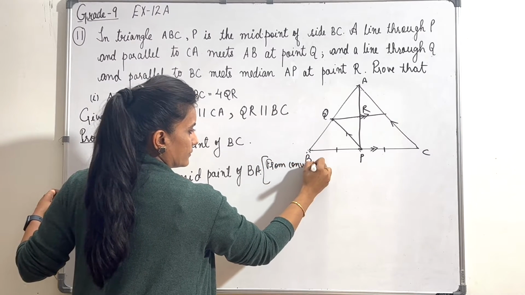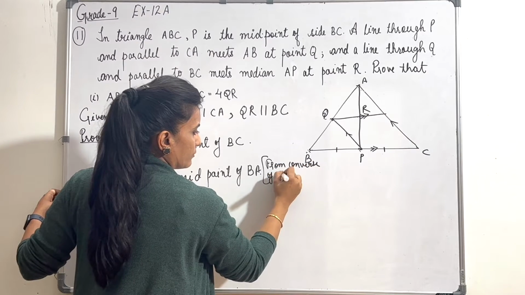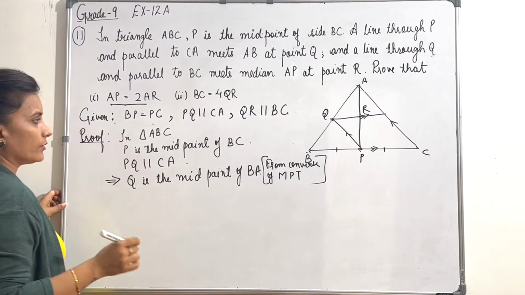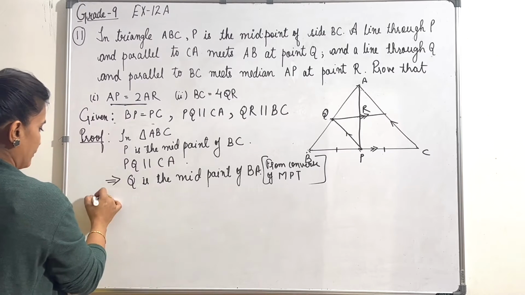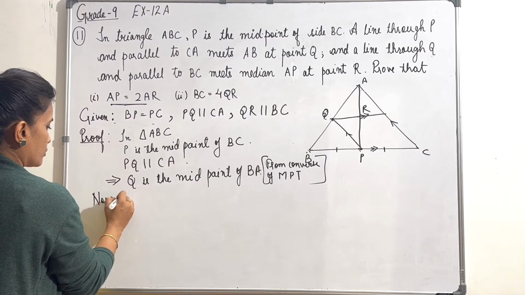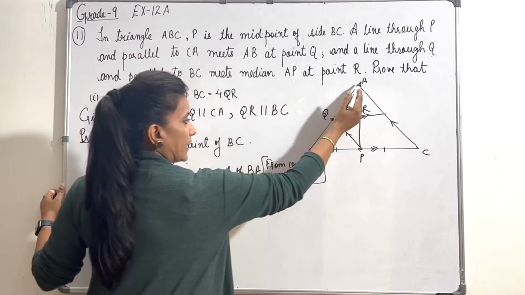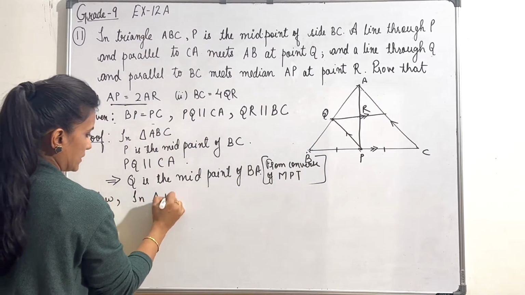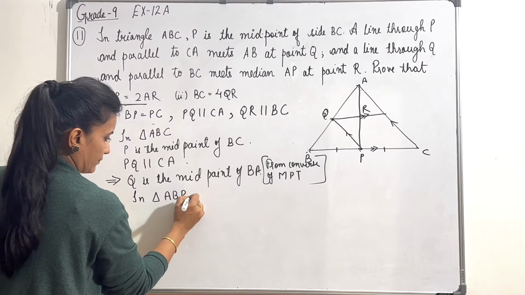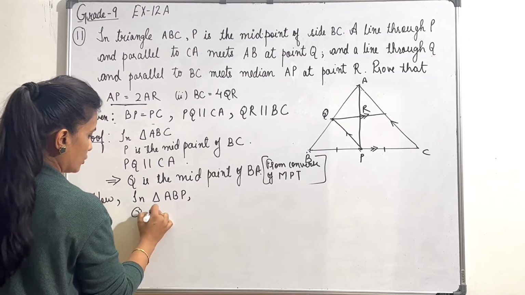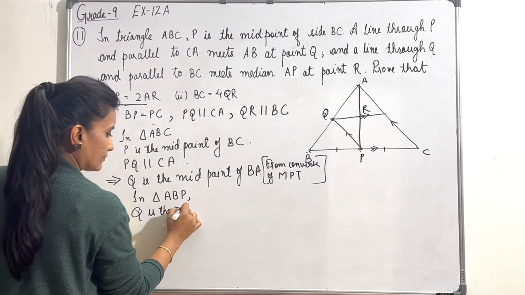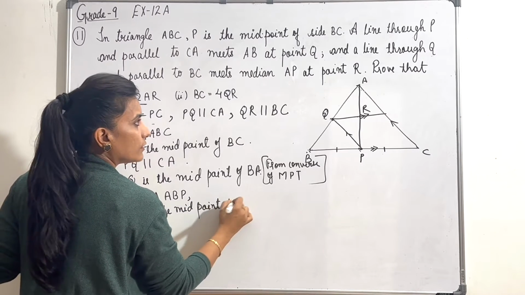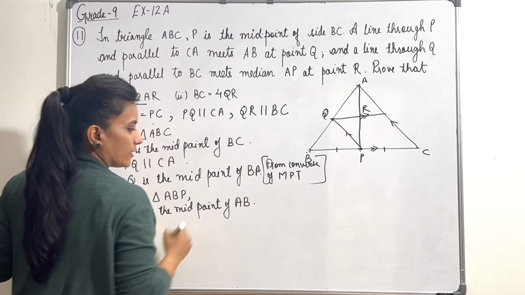So from converse of midpoint theorem, you have to write down all these reasons. Okay. Now we will take which triangle? We will take triangle ABP. In triangle ABP, Q is the midpoint of AB. This we proved here.